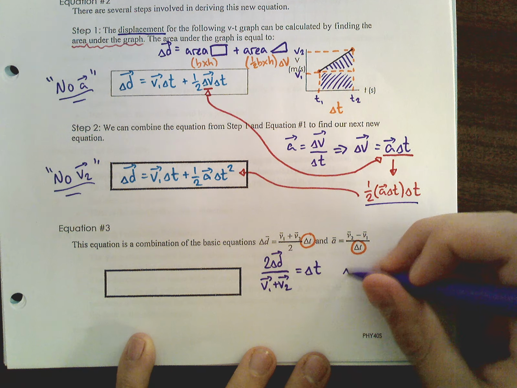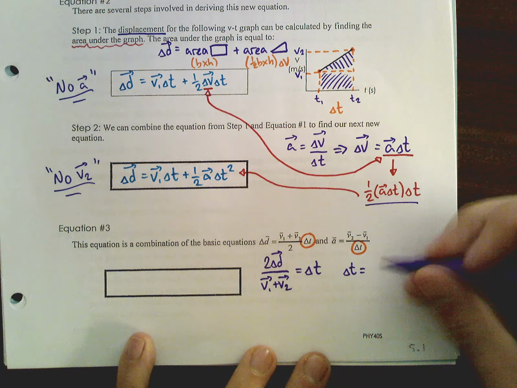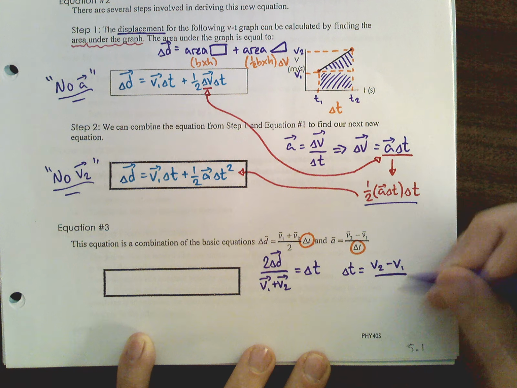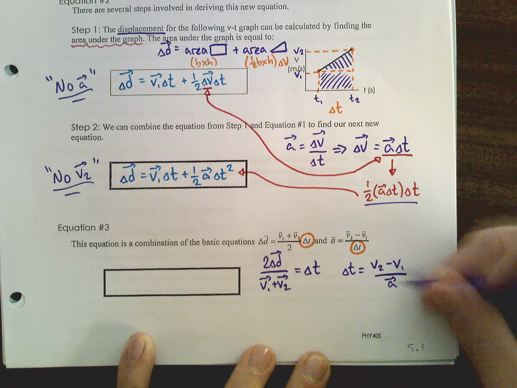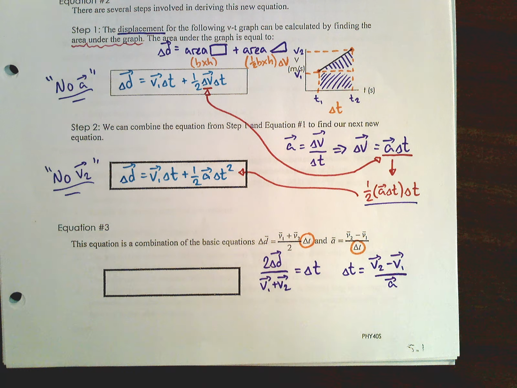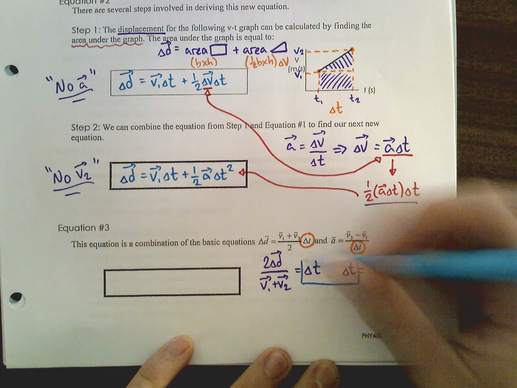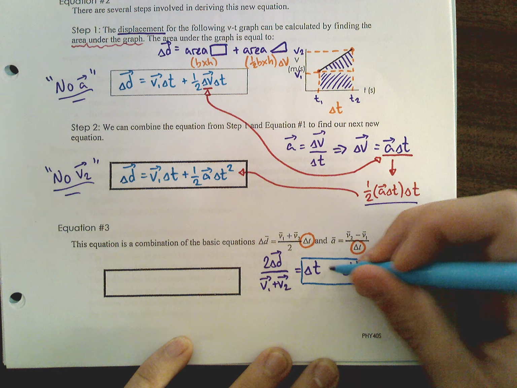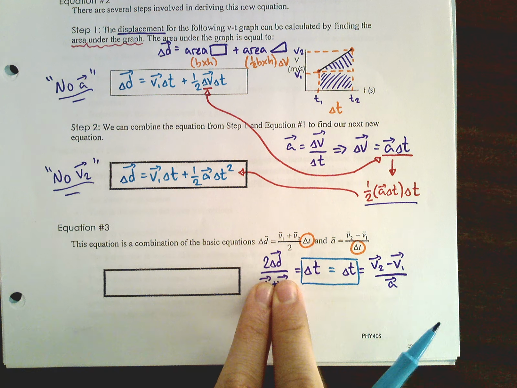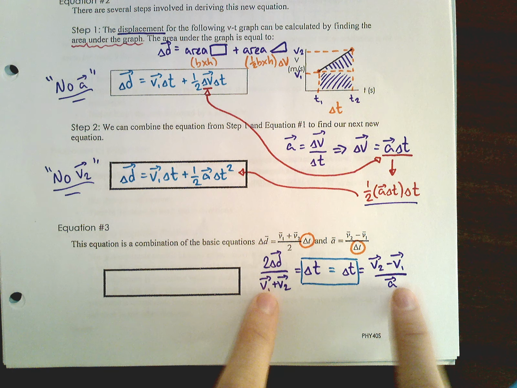And over here, I'm going to have delta T is equal to, I move it up here and I move the A down, and I end up with V2 minus V1 over A. Now here's the really interesting part. I take this delta T and I take this delta T, and I realize that they are the same. They are equal. So basically what I'm doing is I'm setting this equal to this. They're the exact same thing.